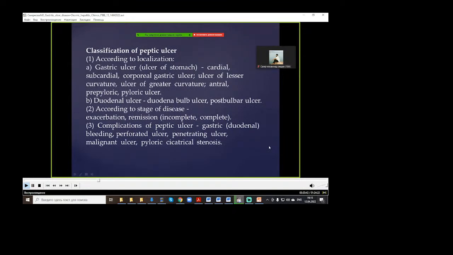Classification of peptic ulcers. According to localization, they may be gastric ulcers. According to localization in the stomach, it may be cardial ulcer, subcardial, ulcer of the lesser curvature, ulcer of the greater curvature, or antral ulcer, and so on. Or duodenal ulcer. According to the stage of disease, it may be exacerbation or remission, and according to complications, it may be bleeding, penetrating, malignancy, or outlet stenosis, and so on.